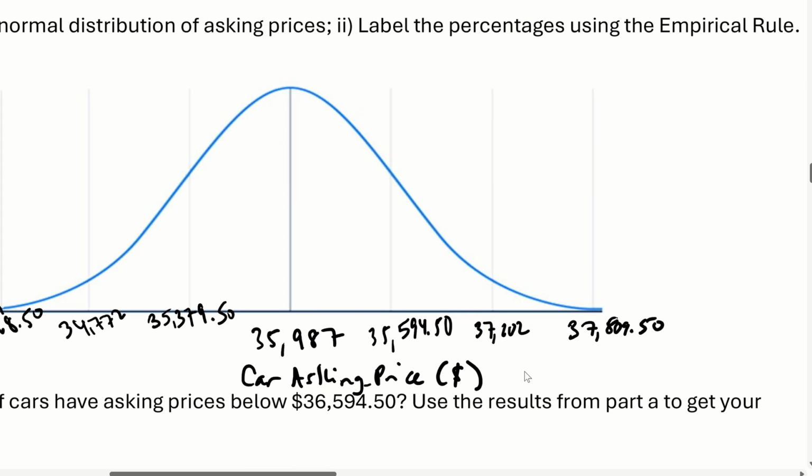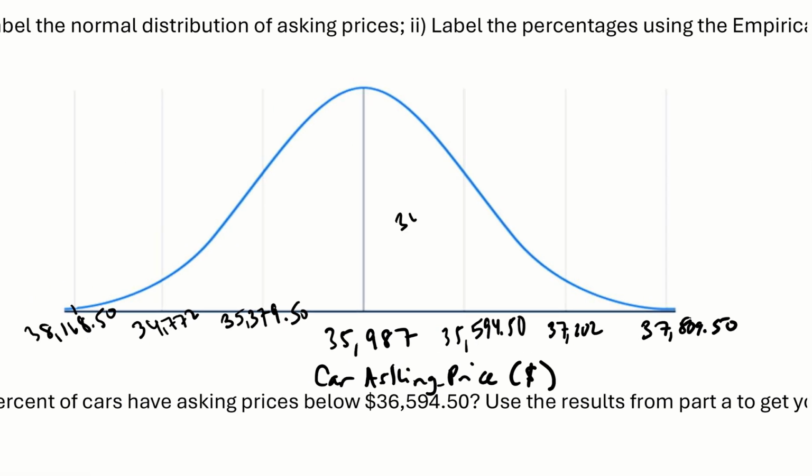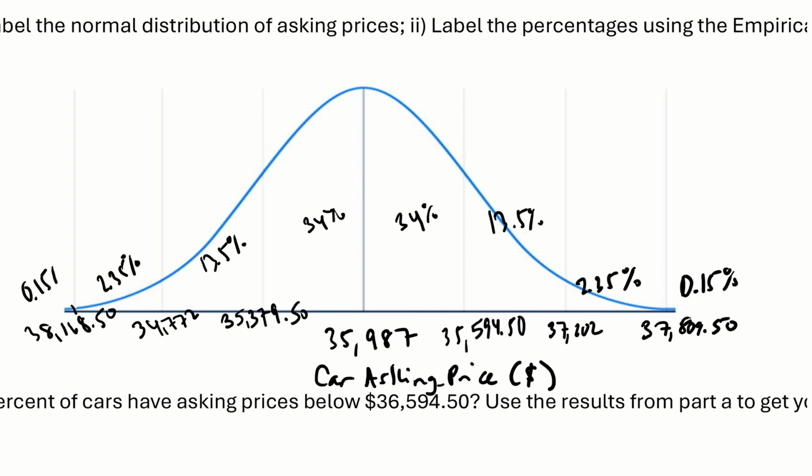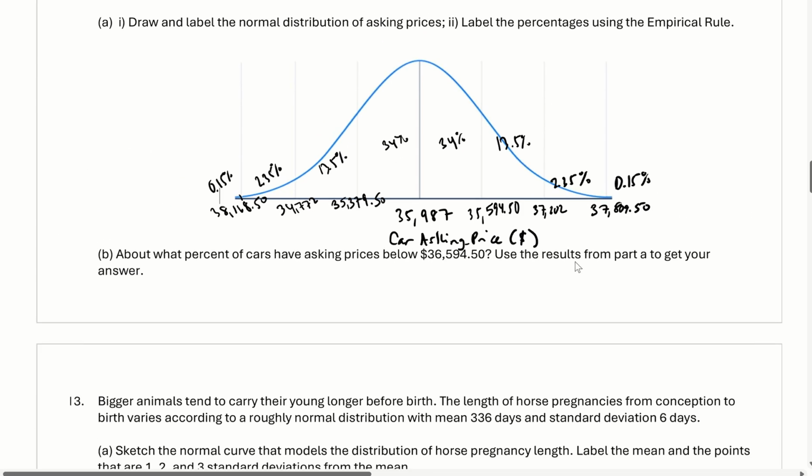And we have to label the percentages using the empirical rule. So this is 34%. This is 13.5%, this percentage here underneath the graph. And we got, this is 2.35. And then the last one is 0.15%. Okay, so there you go. So that's part A. That's what it's asking for.